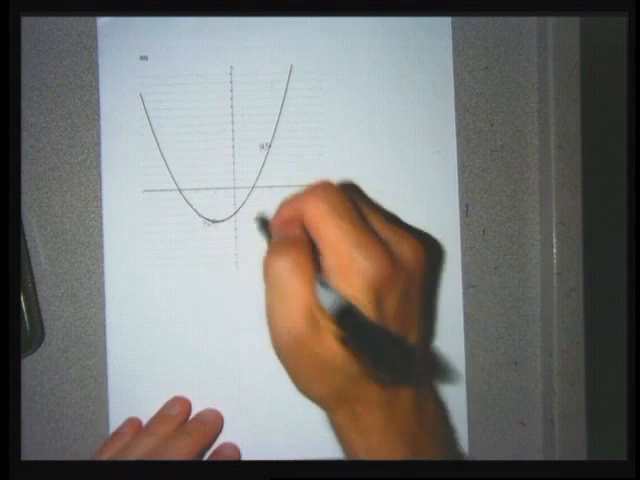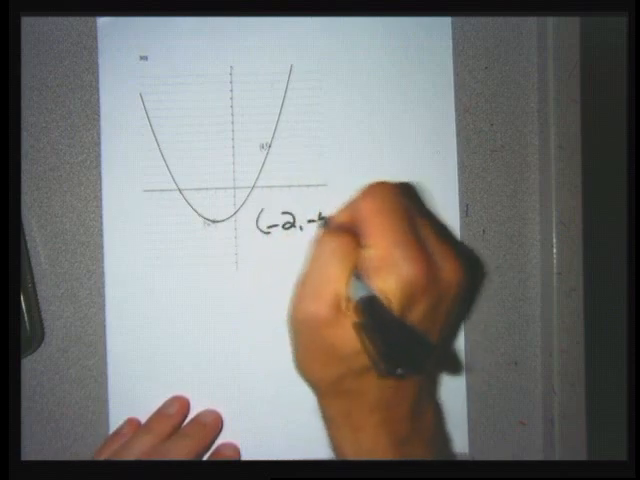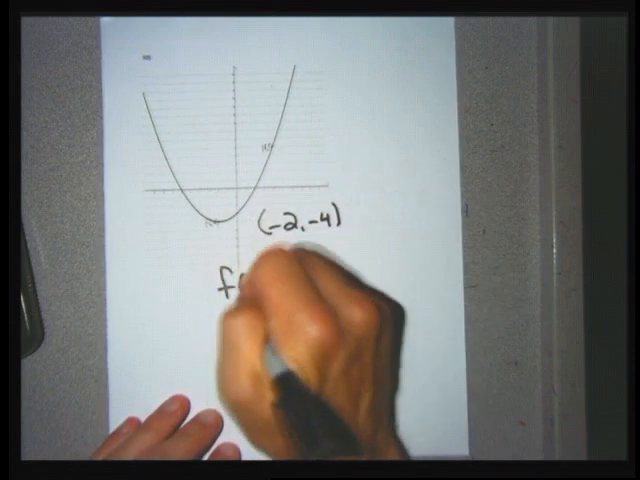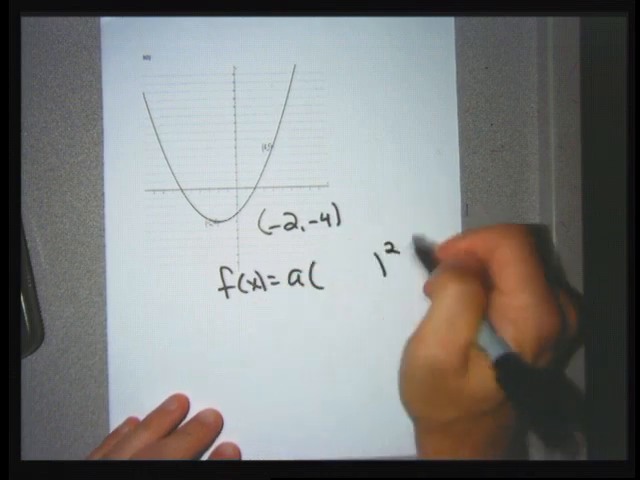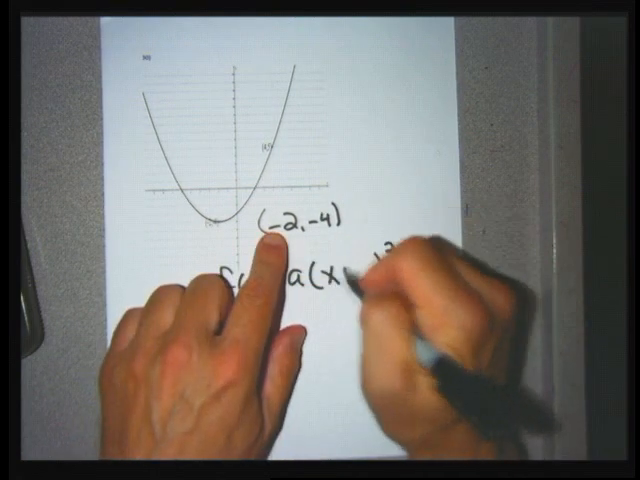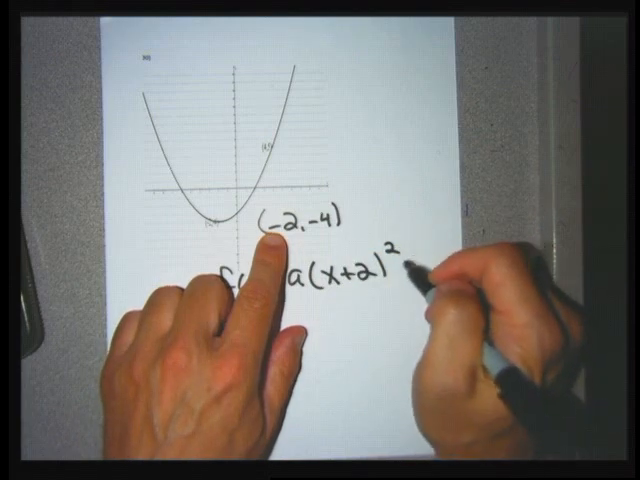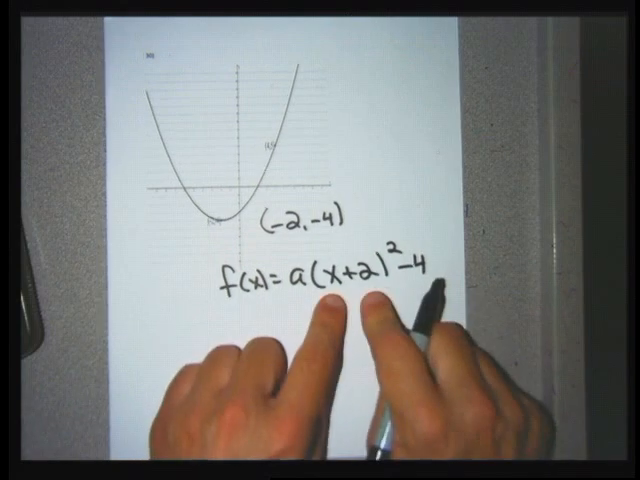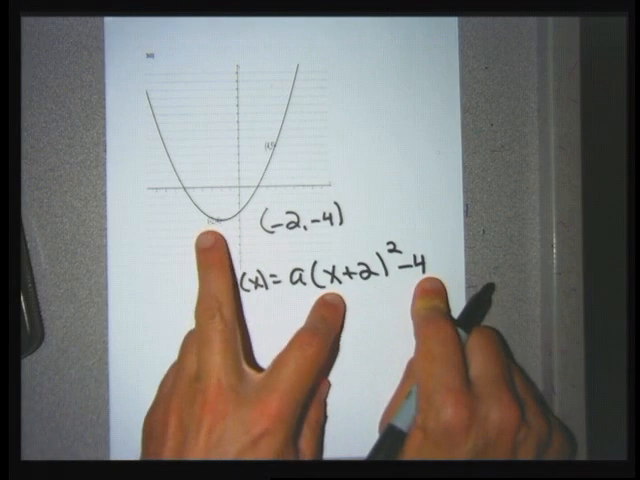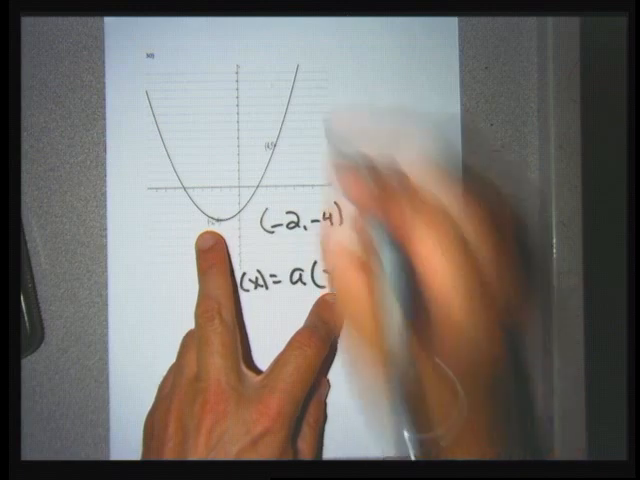First thing I do is I look at this vertex, negative 2, negative 4. I take the x-coordinate of the vertex, change its sign, and put it inside the parentheses. The y-coordinate of the vertex, I keep its sign and put it after the parentheses. So a parabola that has (x plus 2) squared minus 4 is going to have a vertex at negative 2, negative 4. Now I'm going to take the extra point.